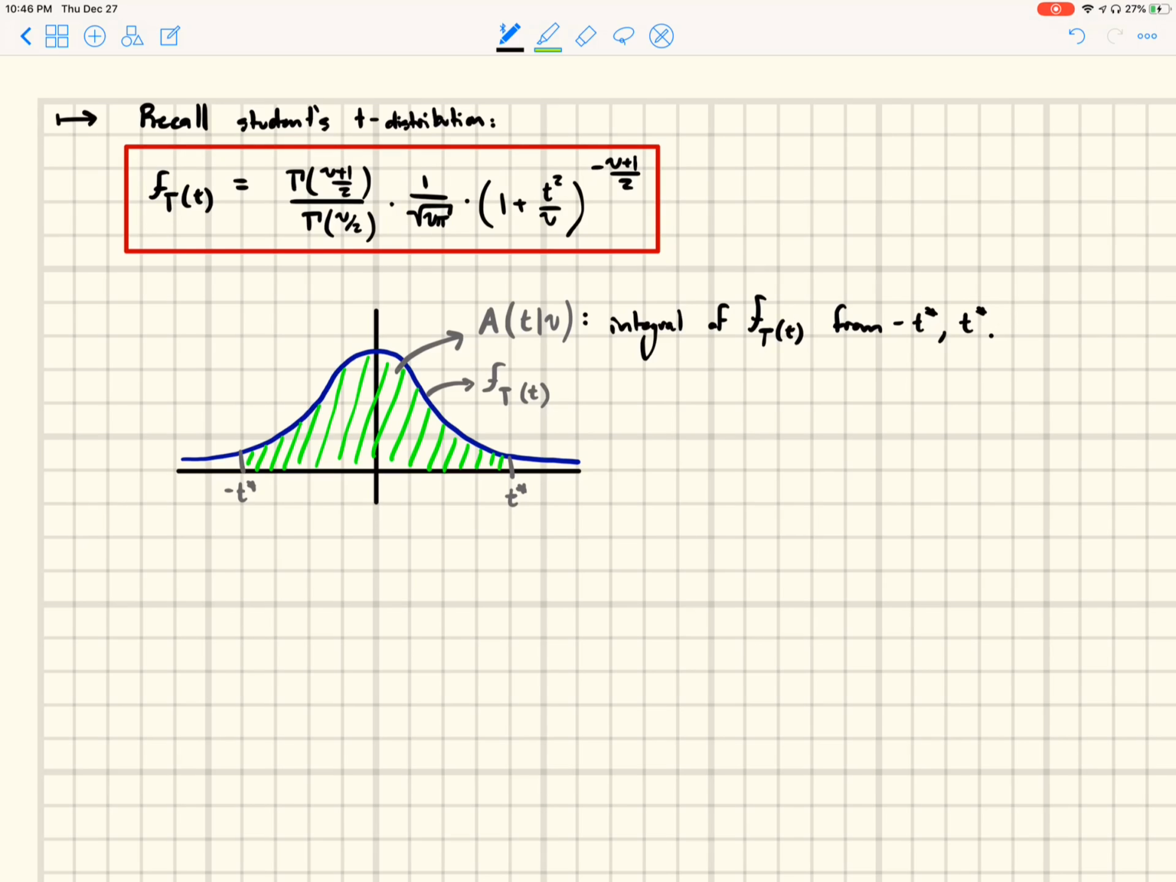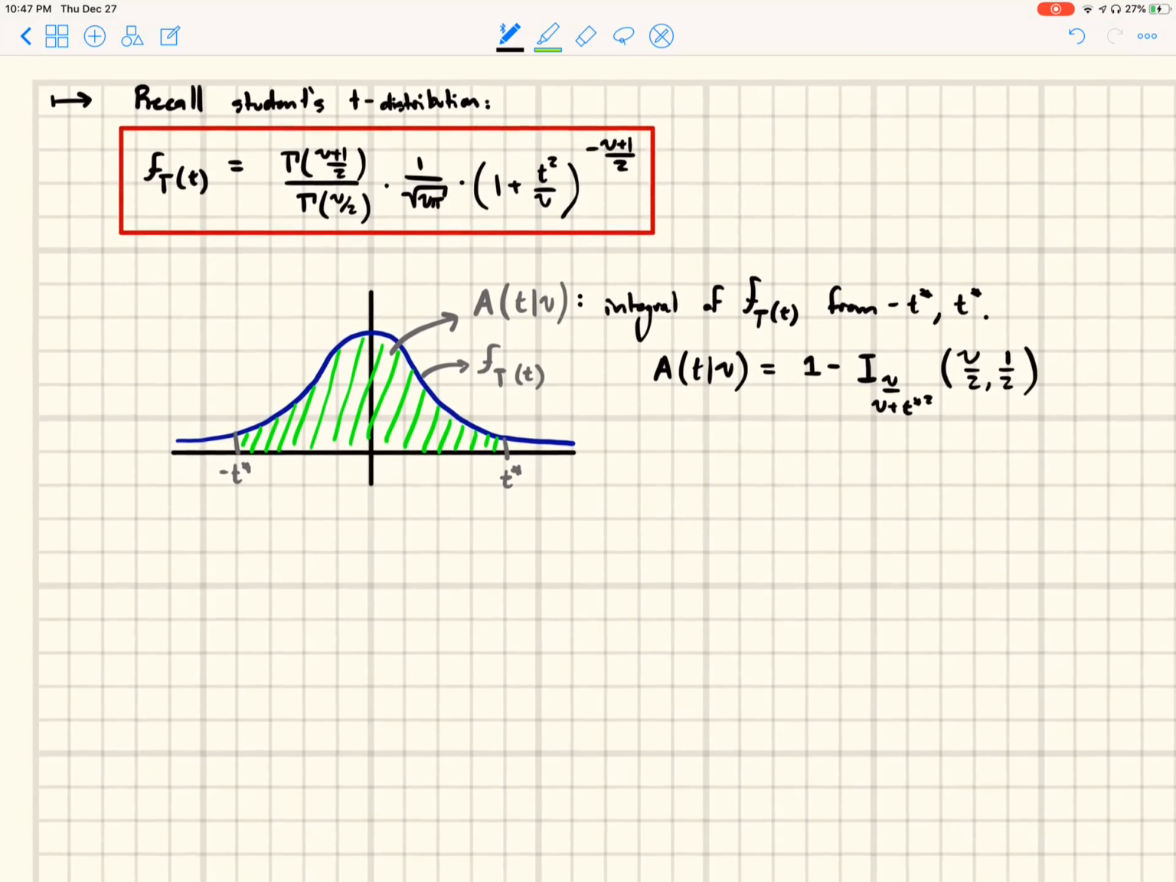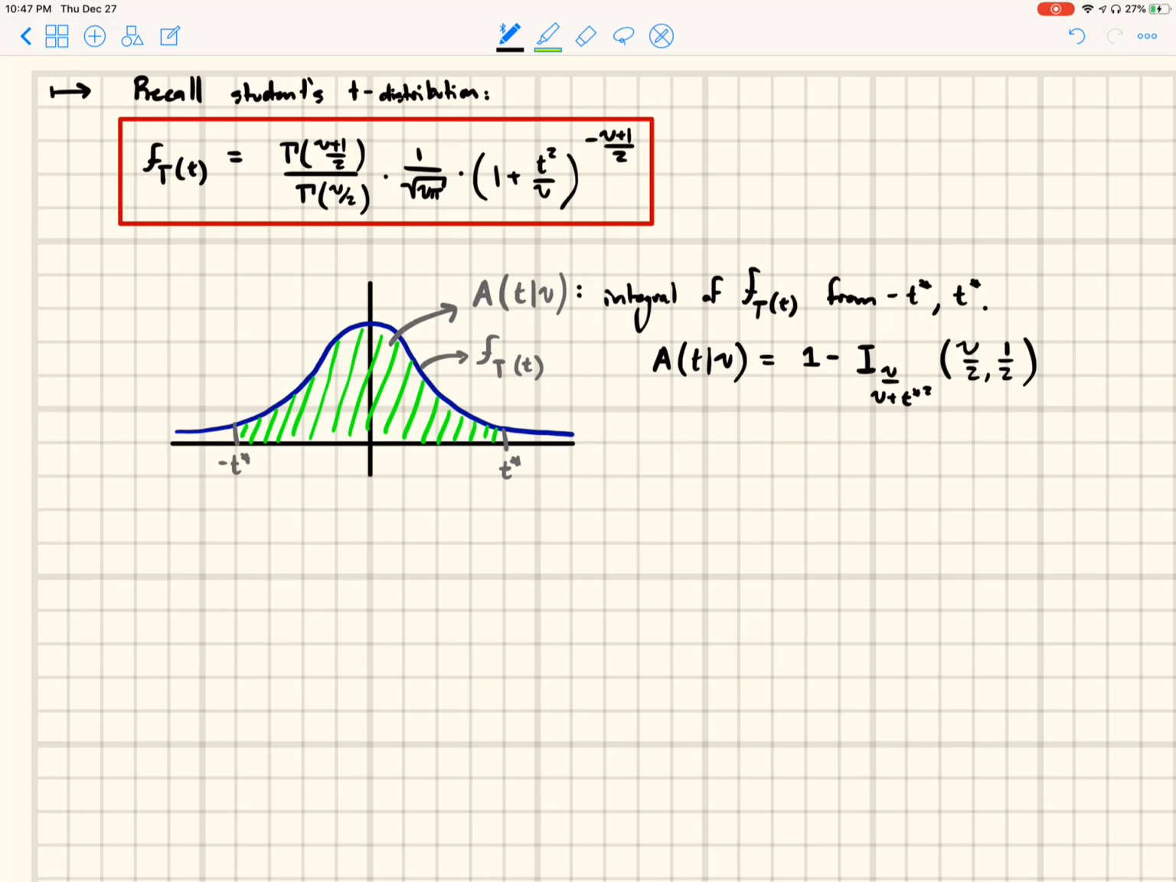And we'll show that this area is actually equal to 1 minus this value here, which is the regularized incomplete beta function. But before we do that, we need to look at the cumulative distribution function. So I'd like to define a few things, explain a few things.